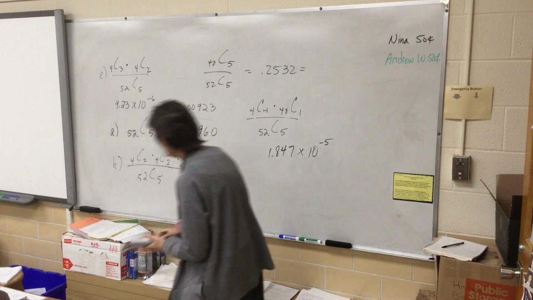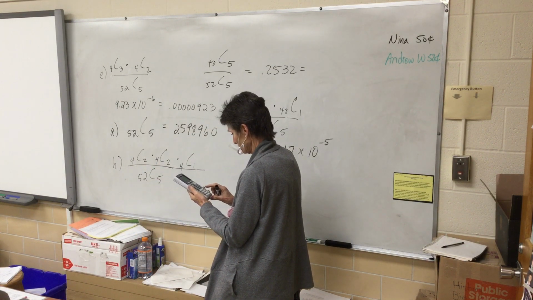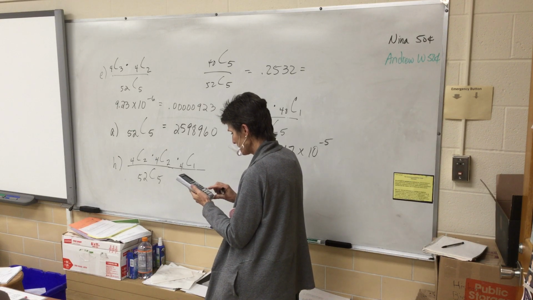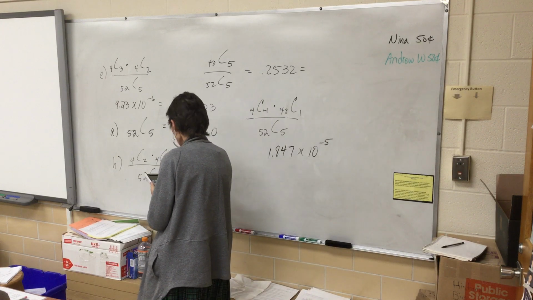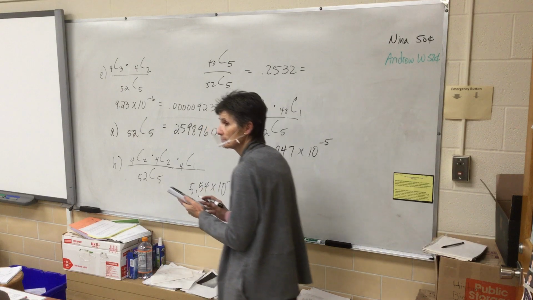All right, that's going to be, I don't know what it is. 5.54. Is it another scientific notation problem? Yeah. 5.54 times 10 to the negative 5th. Yeah.